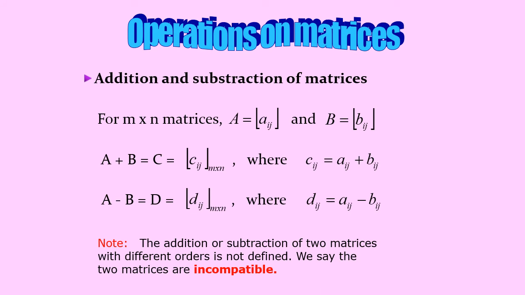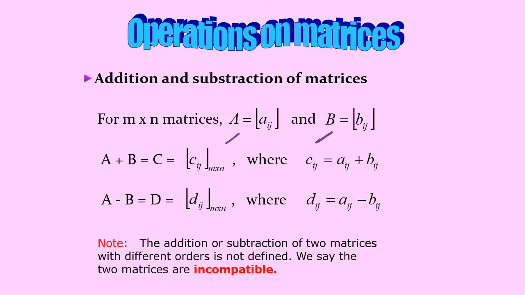Now we continue with the next part of the learning outcome, which is operations on matrices. The first part is addition and subtraction of matrices. It is really simple. What you need to do is add or subtract the corresponding elements. But it means that the matrices should have the same number of elements. If A is a 2 by 2, then B also must be a 2 by 2.